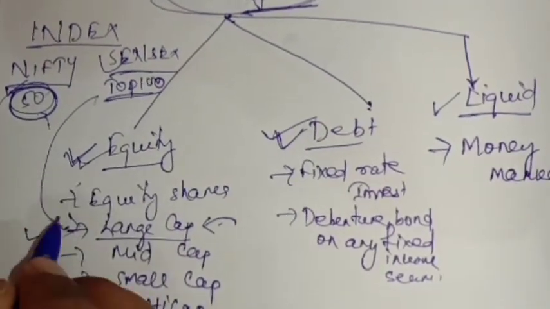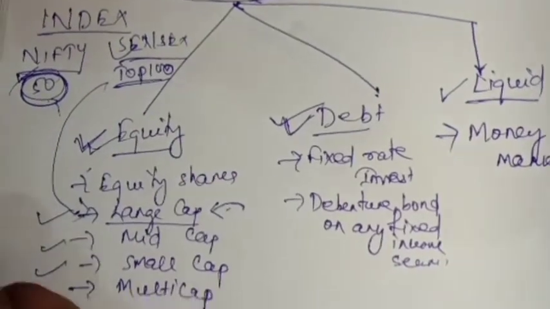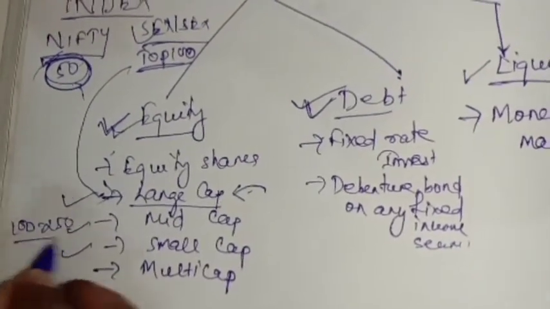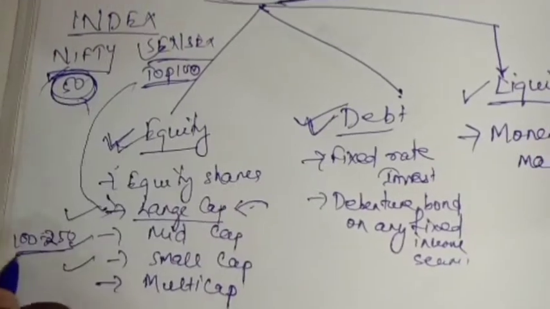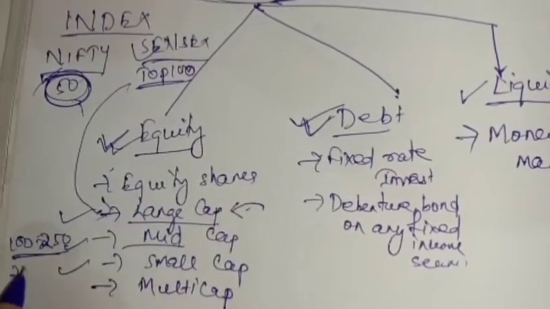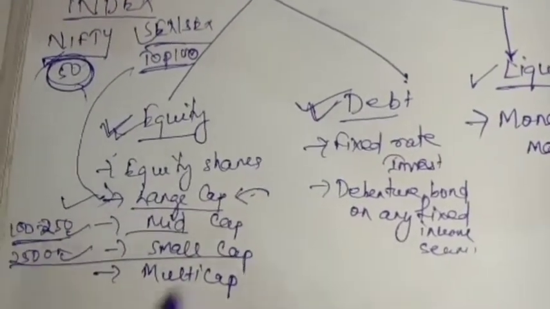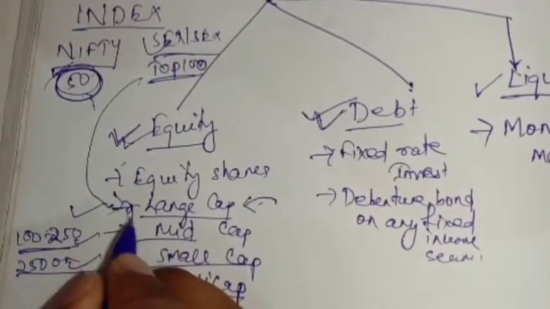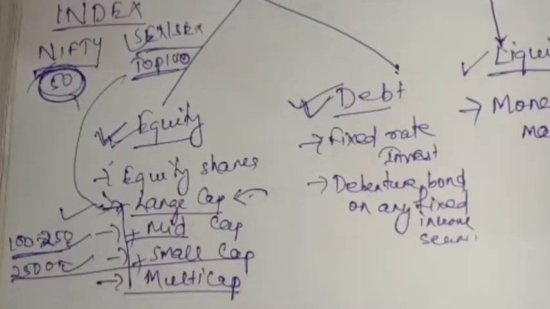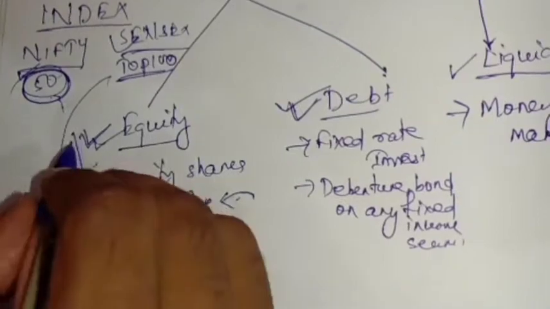Okay, so up to 100 is large cap, 100 to 250 companies listed by the index is mid cap, and 250 or more is known as small cap, and multi cap is the mixture of large cap plus mid cap plus small cap. It is the equity fund.